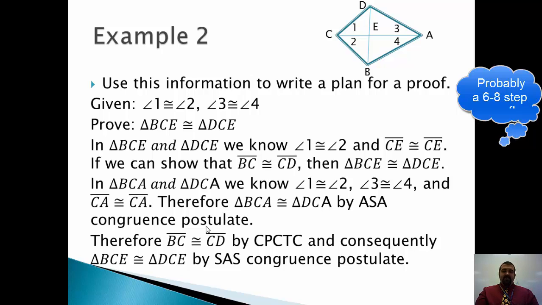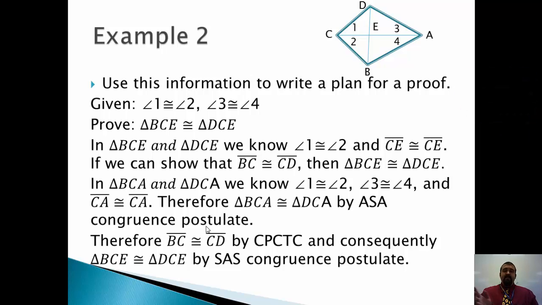I'd have all the information. I would know where to end, what's the last little thing to make it topple over, and I probably could write a decent proof from this. But all they asked was to write a plan for a proof. I'm done here.